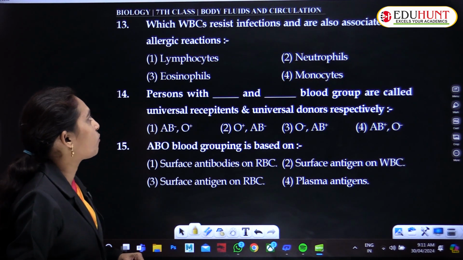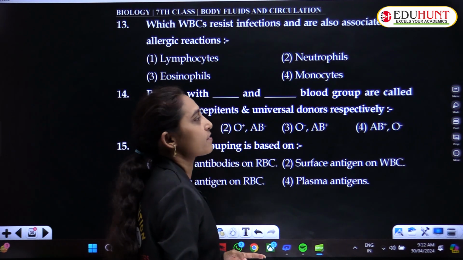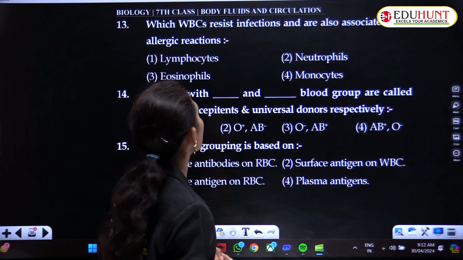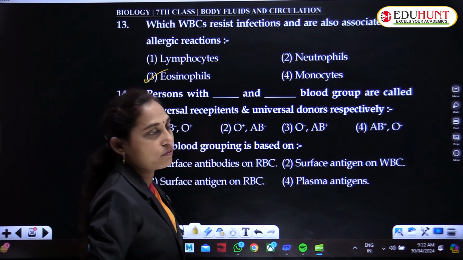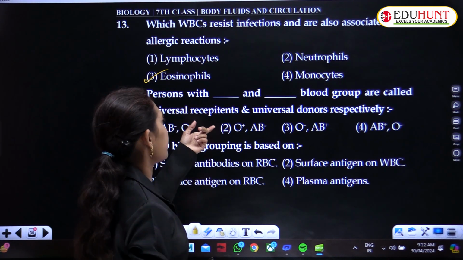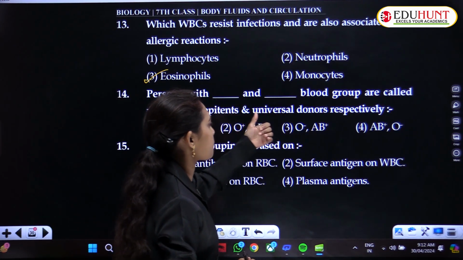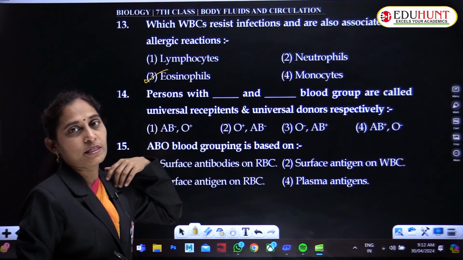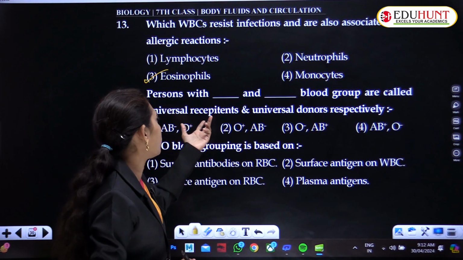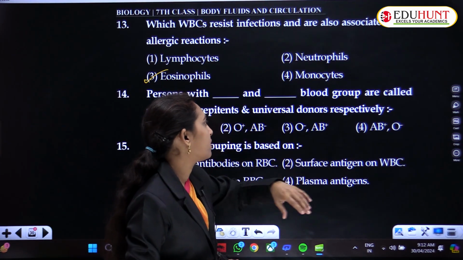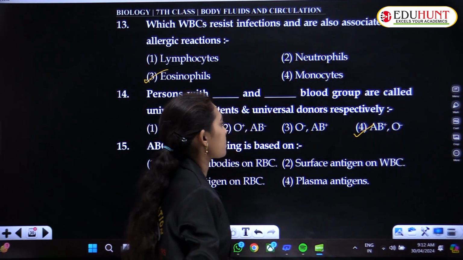Which WBCs resist infections and are also associated with allergic reactions? Eosinophils. Persons with dash and dash blood group are called universal recipients and universal donors respectively. Universal recipients means they can take blood from any person. So universal recipient is AB positive and universal donor is O negative. So that is the answer.